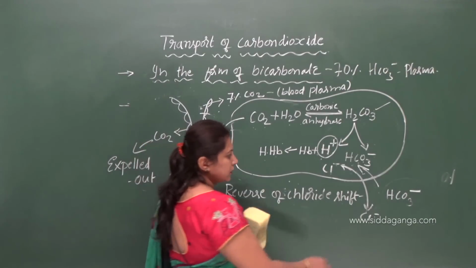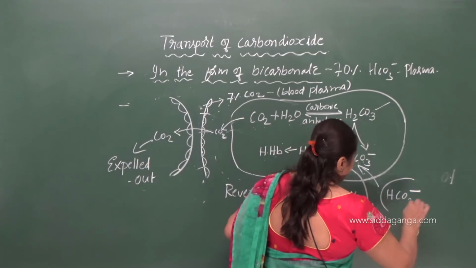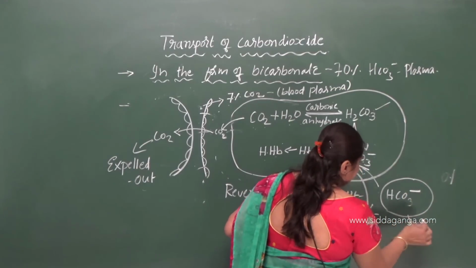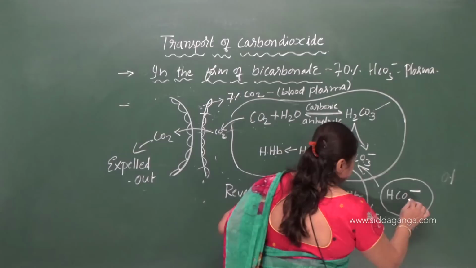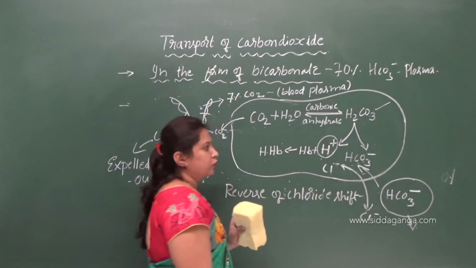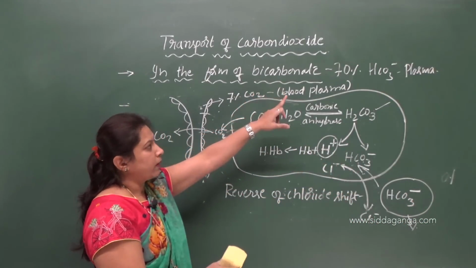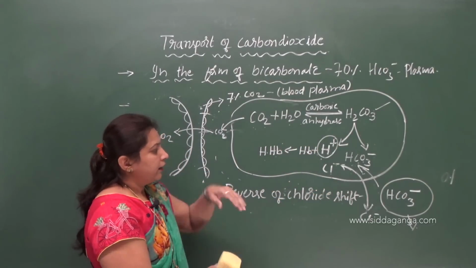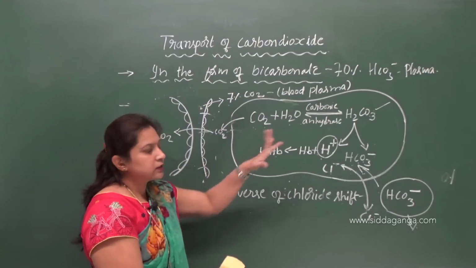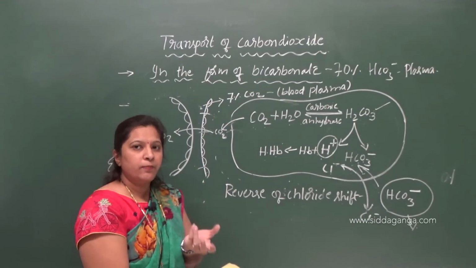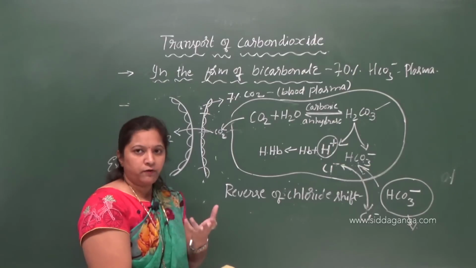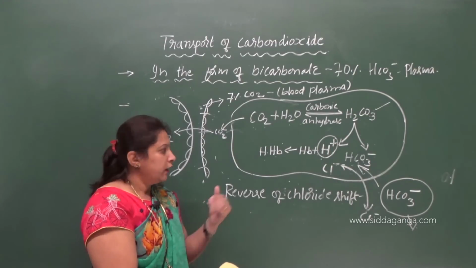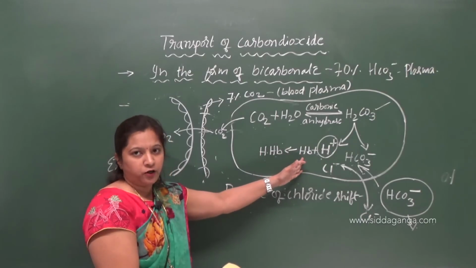Now the blood plasma will carry the bicarbonate ions to the alveolar site. About 70% of the carbon dioxide is transported in the form of bicarbonate. And at the alveolar site, what happens? All these processes get reversed because of the high partial pressure of oxygen, which favors the formation of oxyhemoglobin. As oxyhemoglobin forms, it releases excess of hydrogen ions.